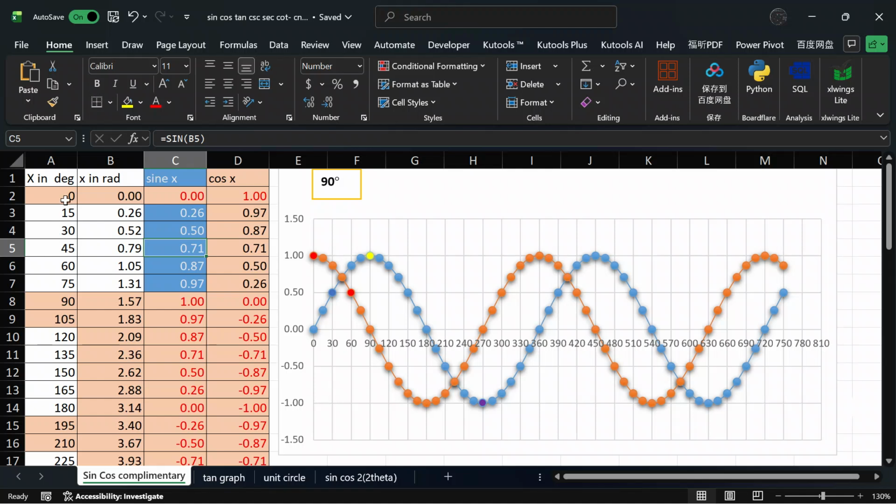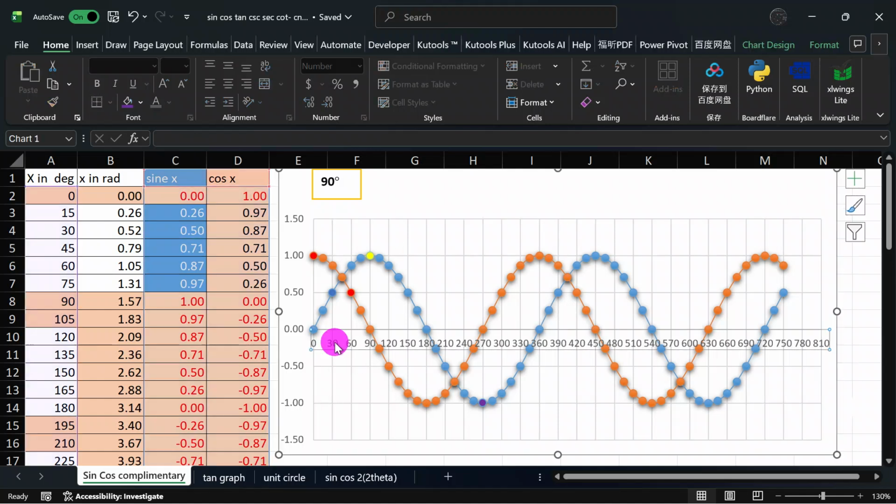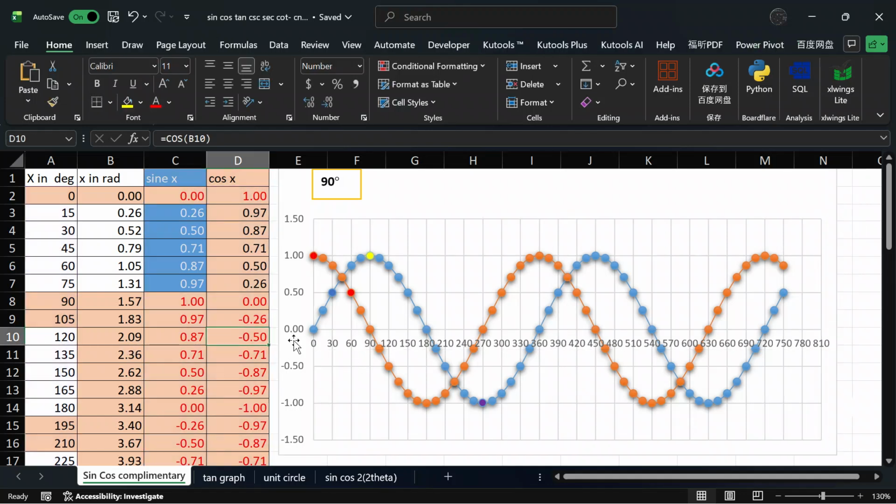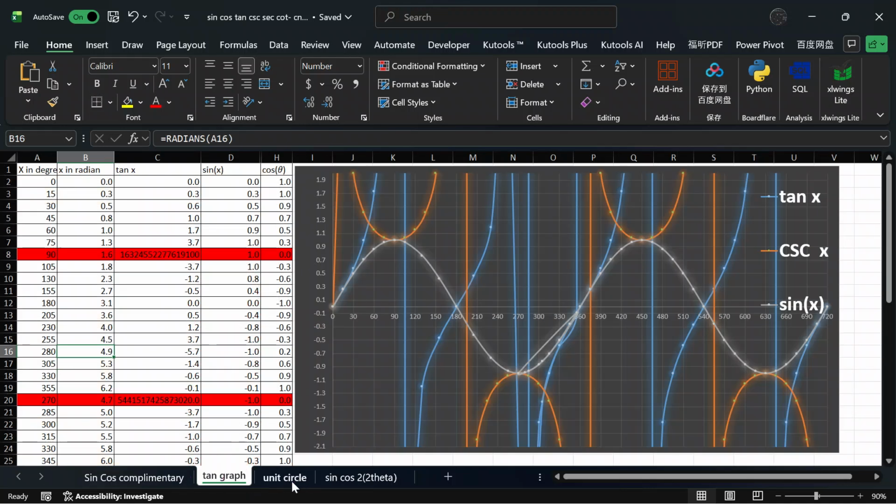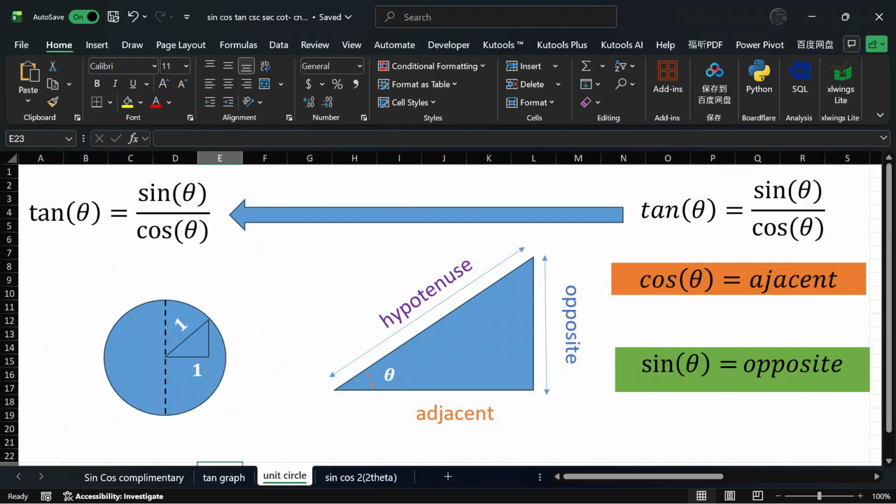So just be sure to convert the degrees into radians, and then you have the calculations here. You have the y value, and the x value is associated with the degrees, so you just lay it out for visual effect. And then, yeah, this is the magic of the unit circle.